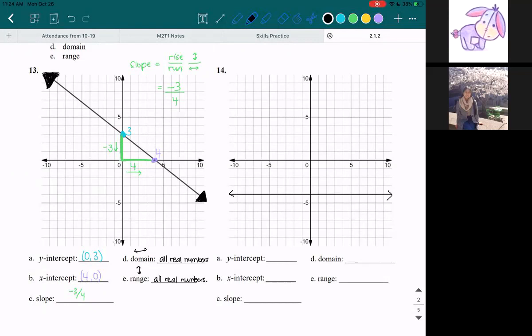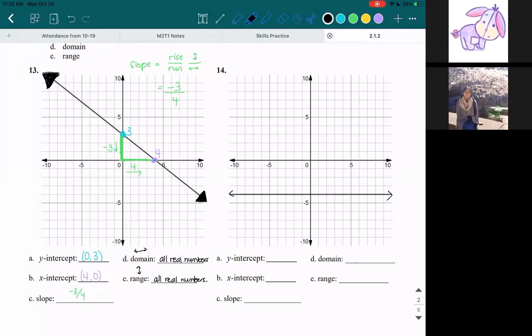If you have any questions, you can let me know. Let's go on to number 14. Number 14 is a flat line, so it's a little bit different, but we can still calculate the y-intercept, x-intercept, slope, domain, and range for it.